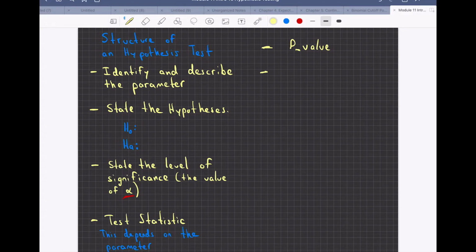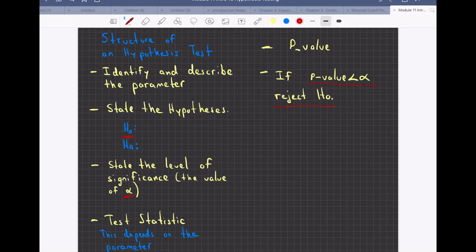Then after you have the p-value, the rule is if p-value is less than alpha, reject H0. And this is the rule for all the hypothesis tests we're going to be seeing here. If the p-value is less than alpha, we reject the null hypothesis, this one here.